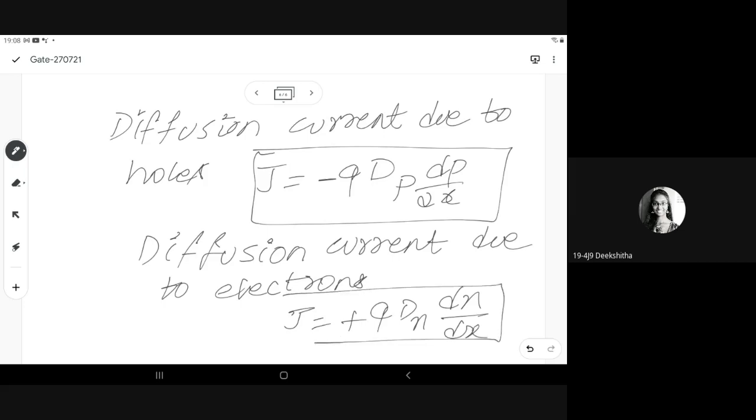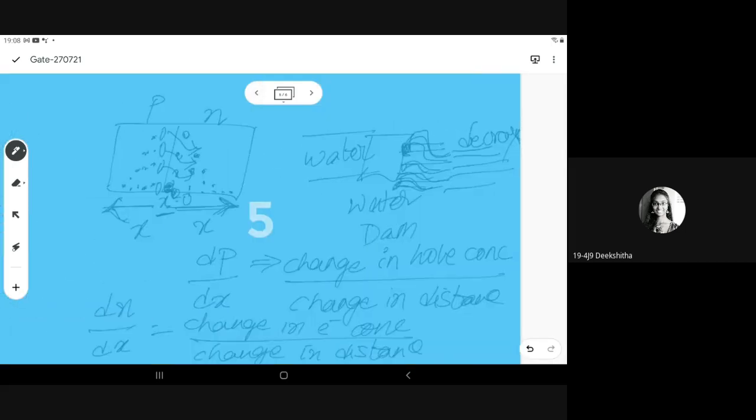If we observe the expression minus Q Dp dP by dx, what is dP by dx? Just now we have seen, it is the change in hole concentration with respect to change in distance x. Dp is the diffusion constant due to holes, and Q represents the charge of the hole. I have taken the minus sign here. Why are we taking the minus sign?